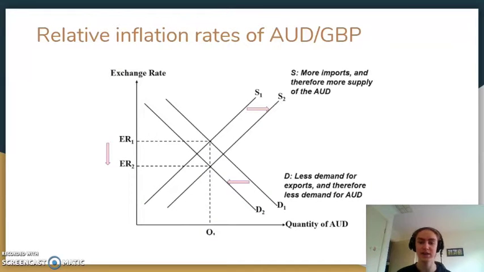Relative inflation rates of AUD/GBP. If a country has a higher inflation rate than its trade partners, this will result in the country experiencing less demand for exports, as demonstrated by D1 translating to D2, and a larger demand for imports, as demonstrated by S1 translating to S2. Furthermore, the demand for the country's national currency would decrease and its supply would increase, resulting in a change in equilibrium from ER1 to ER2. This would be the opposite if a country had a lower inflation rate than its trade partners, as it would experience an increased demand for exports and a decreased demand for imports.